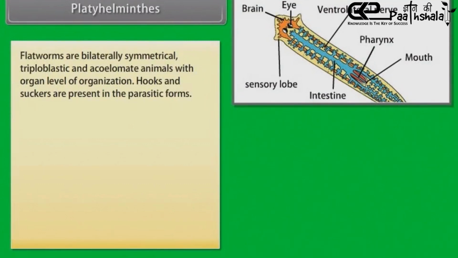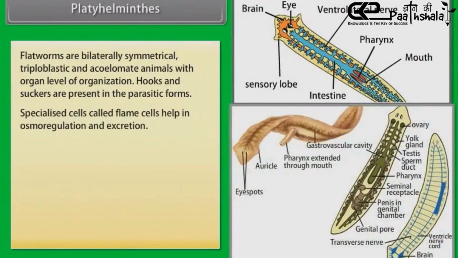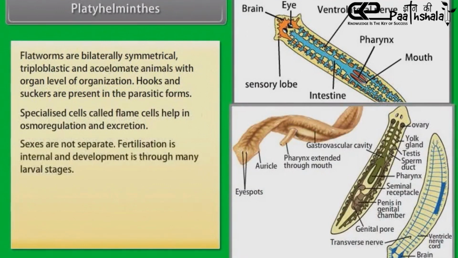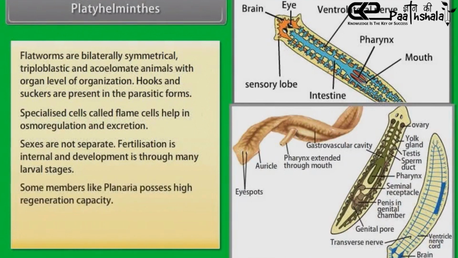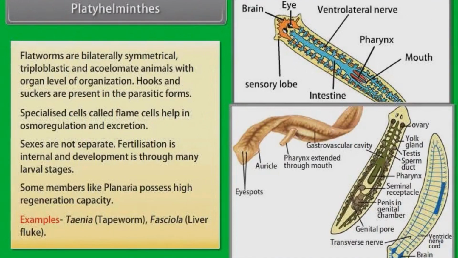Hooks and suckers are present in the parasitic forms. Specialized cells called flame cells help in osmoregulation and excretion. Sexes are not separate. Fertilization is internal and development is through many larval stages. Some members like planaria possess high regeneration capacity. Example, Taenia, that is tapeworm, Fasciola, that is liver fluke.